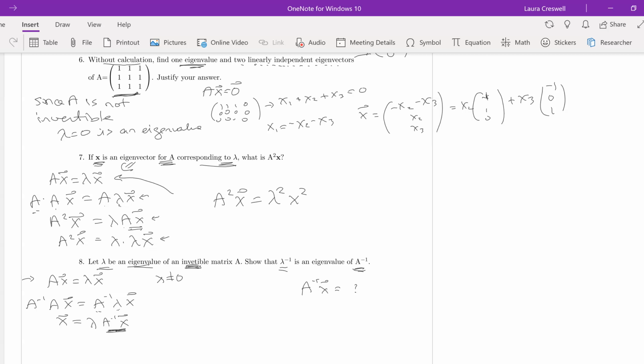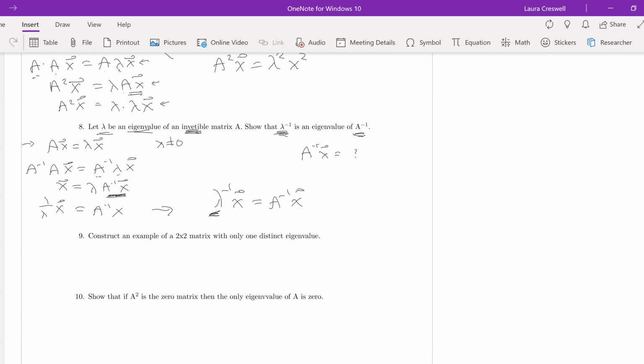So let's multiply both sides by 1 over lambda. Isn't this the same as saying lambda to the negative 1 times x is equal to A inverse x? So I've shown that lambda to the negative 1 is the eigenvalue for A inverse. Oh dear, this example I have to come back to in a second, because that's going to have to do with a theorem on the next page.